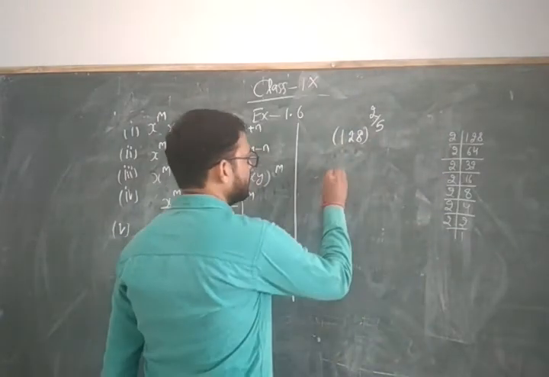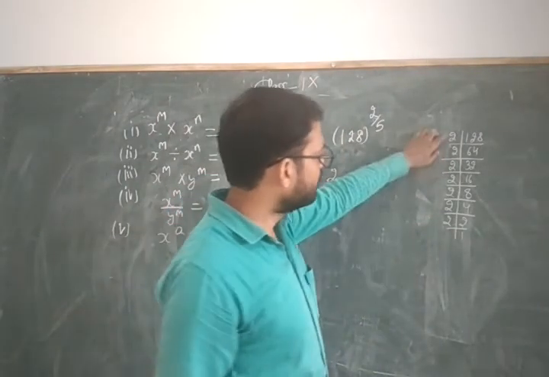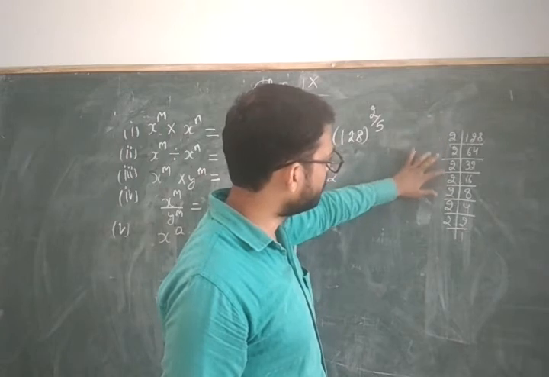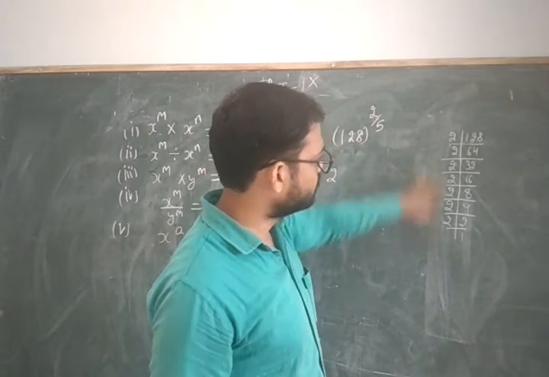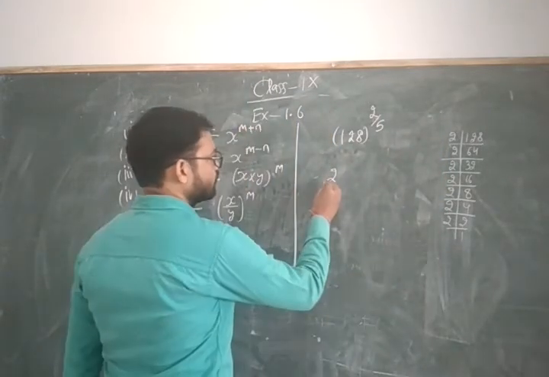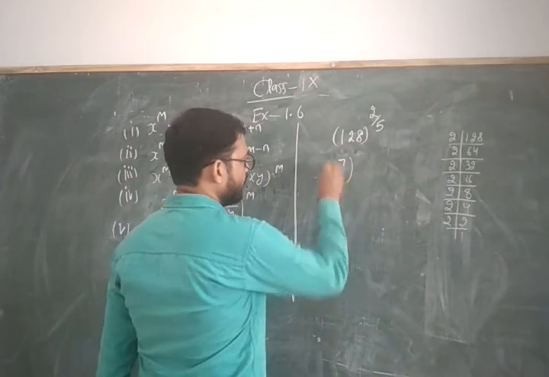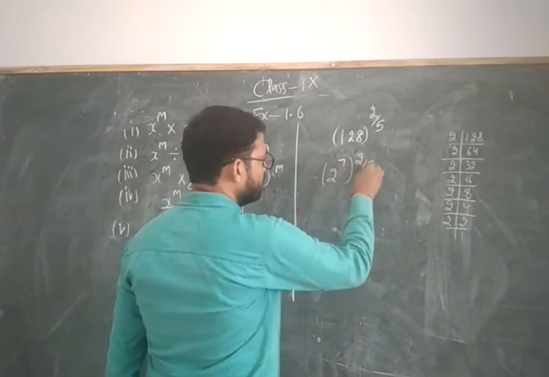So we can write it as 2 raised to power... How many 2's are here? 1, 2, 3, 4, 5, 6, 7. So here 7 twos are there. So you can write it as 2 raised to power 7, and its whole power is 2 upon 5.